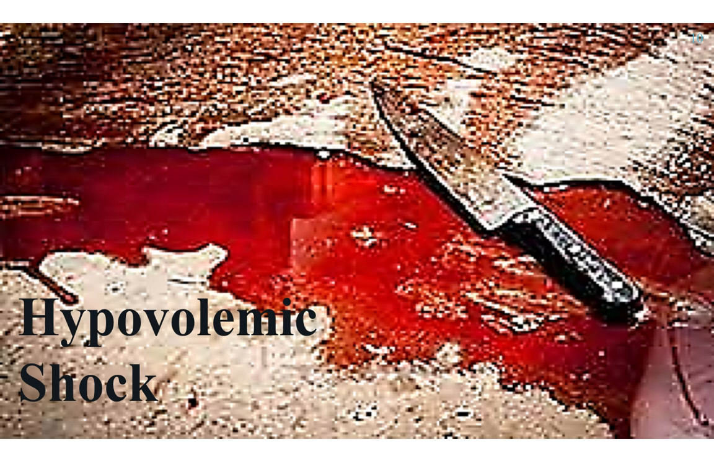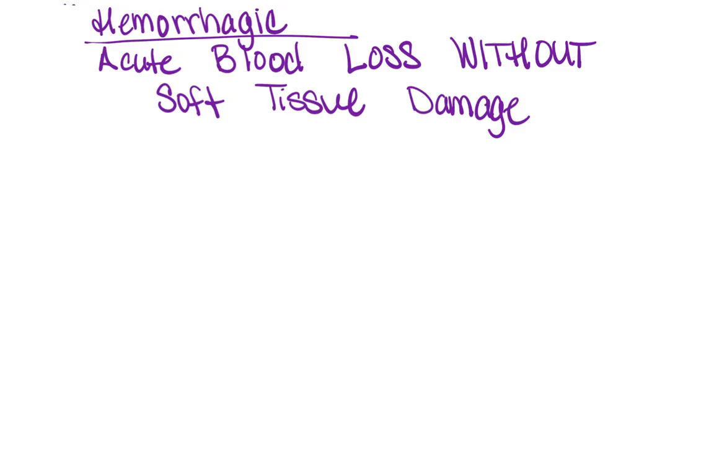So it's important to know that our normal blood volume, we're going to put BV for blood volume, is 4 to 6 liters in an adult. And a loss greater than 1/5 of that could result in hypovolemic shock. So there are 4 subdivisions of hypovolemic shock. The first being hemorrhagic shock.